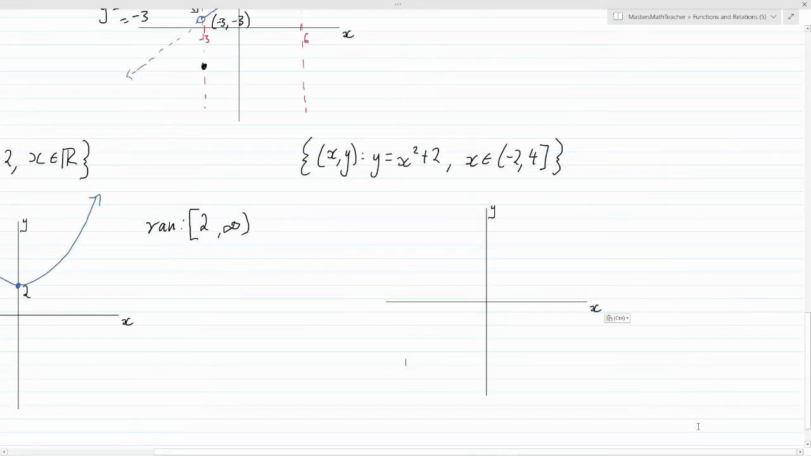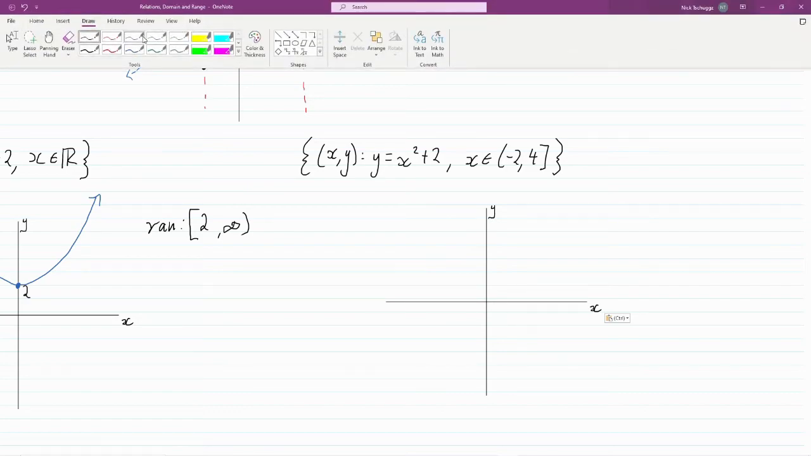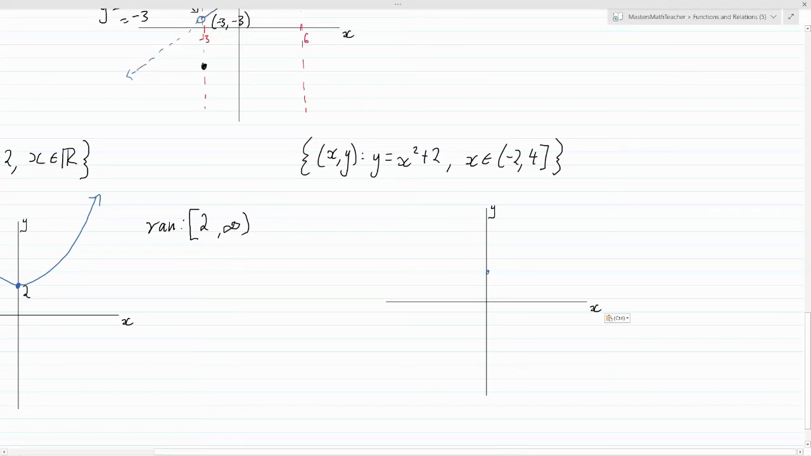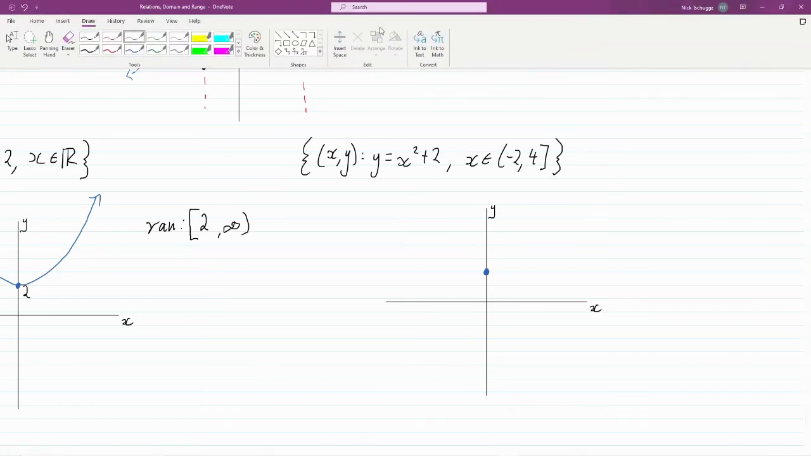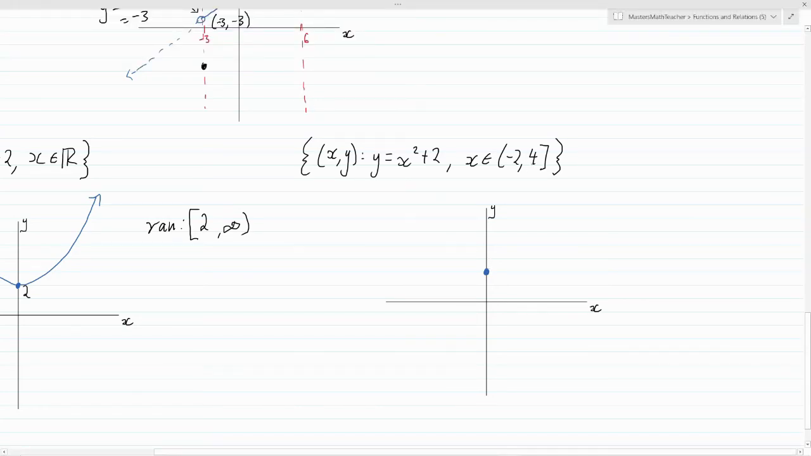Now, same graph. We know we start at our turning point, 2. Okay, it's going to be a smiley face parabola. But again, because we're restricting it, I'm going to put up my walls. So I've got 4 here, -2 here. I'm going to put up my imaginary walls.